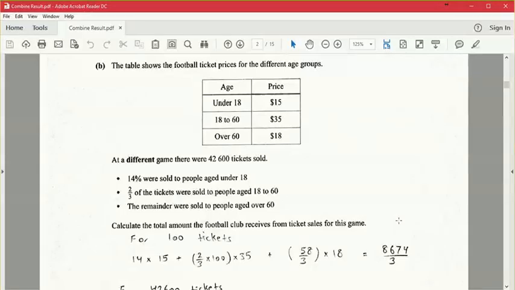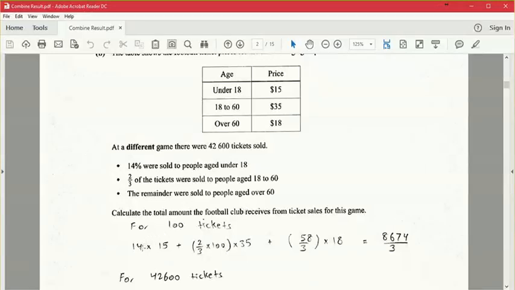He wants the total amount the football club receives from ticket sales for this game. So we assume that we sold 100 tickets. For 100 tickets, we have 14 times 15 for under 18, plus 2/3 times 100 times 35, the price, plus the remaining, 1 minus 14% minus 2/3, which is 58 over 3, times 18, the price. This gives us the amount received for 100 tickets, which is 2674 over 3.